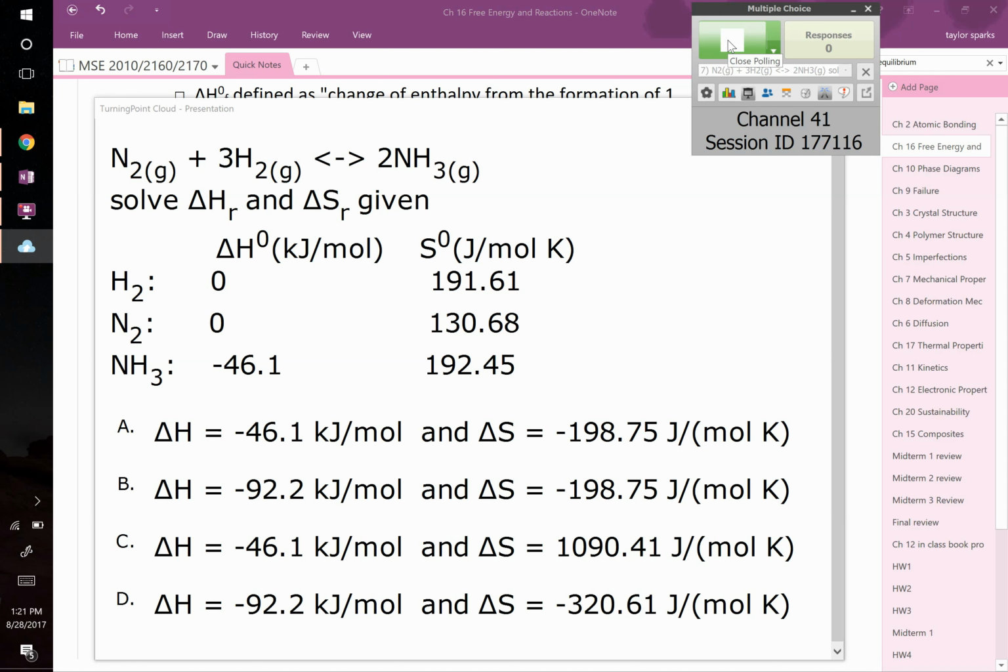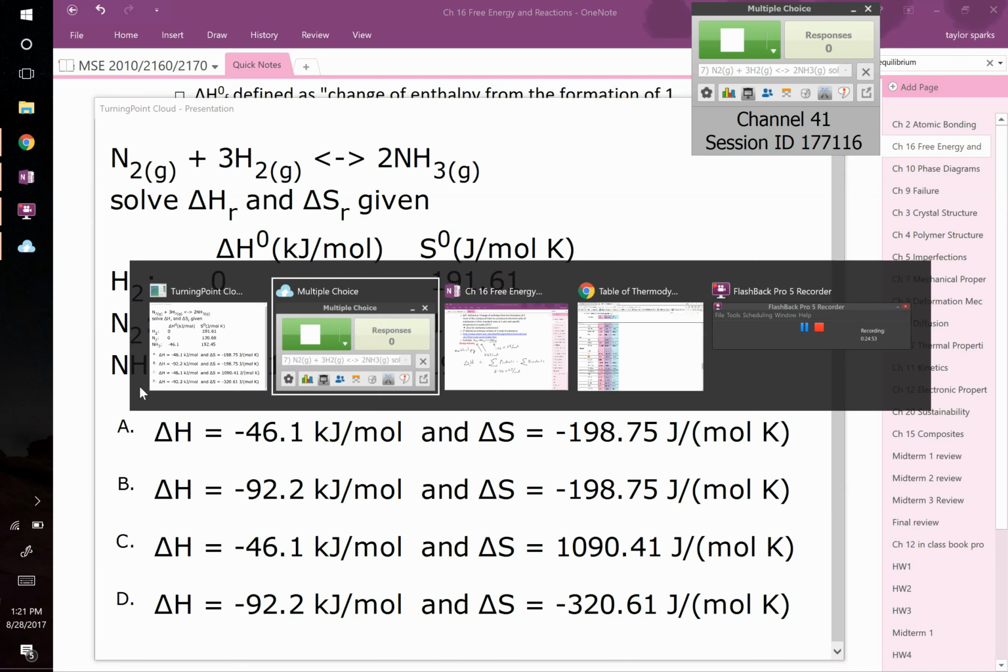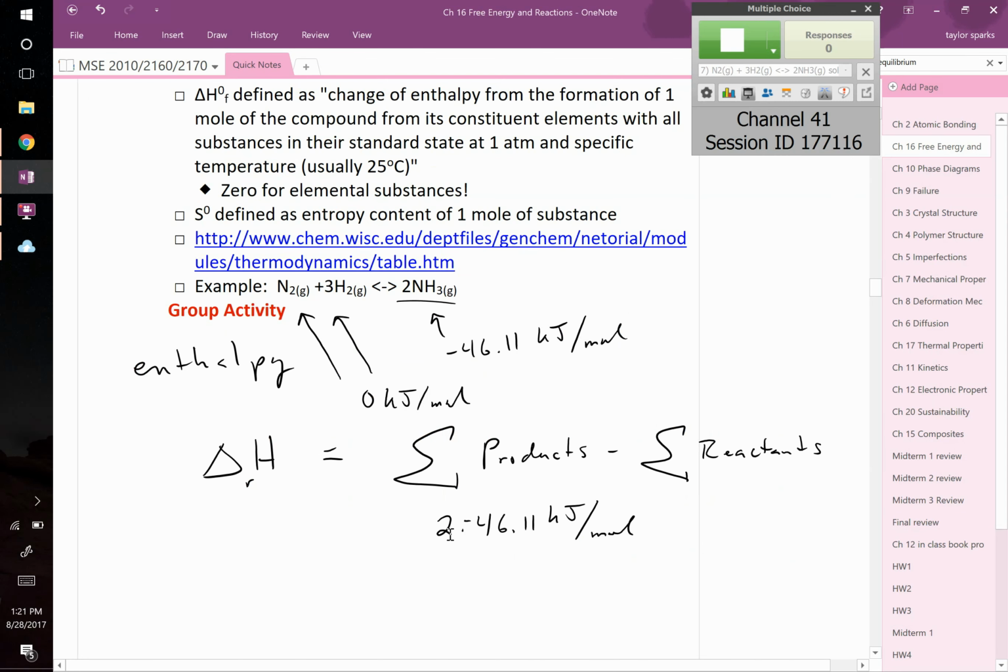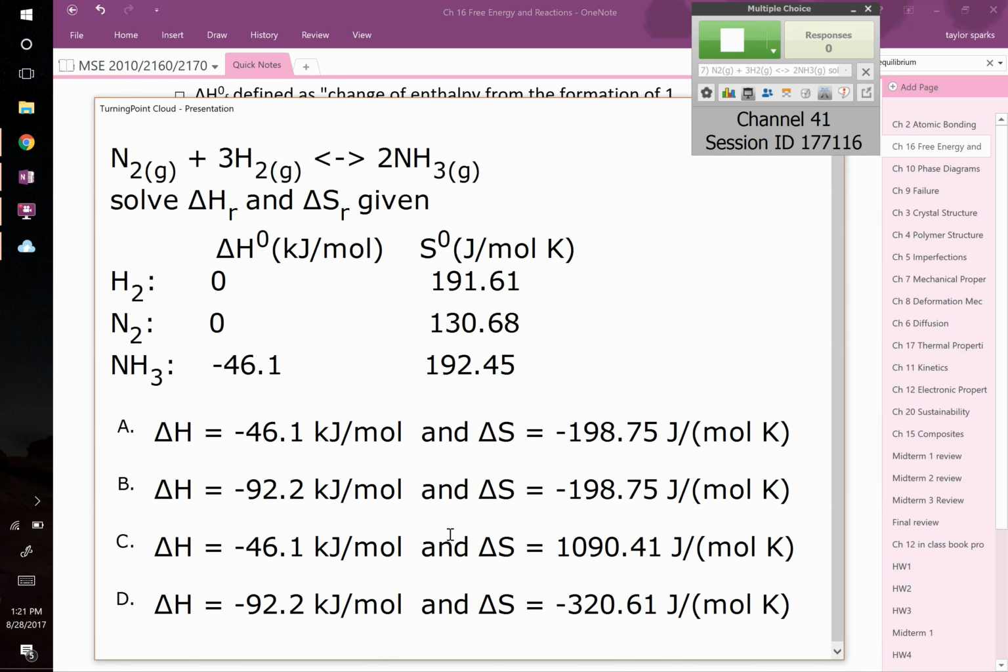Okay, so the next clicker question, I've done the first part for you. The change in enthalpy, you know it's going to be 2 times negative 46, which is about negative 92. The next part is more challenging. You have to figure out the change in entropy. So you know the answer is going to be either B or D. Figure out the change in entropy in the exact same way. It's going to be products minus reactants. Make sure you multiply by 2 or 3 or whatever the number is, but do products minus reactants and figure out whether the answer is B or D here.